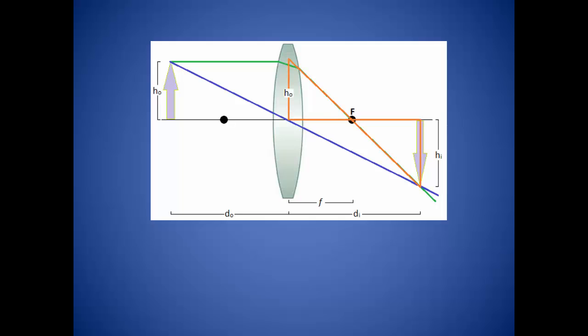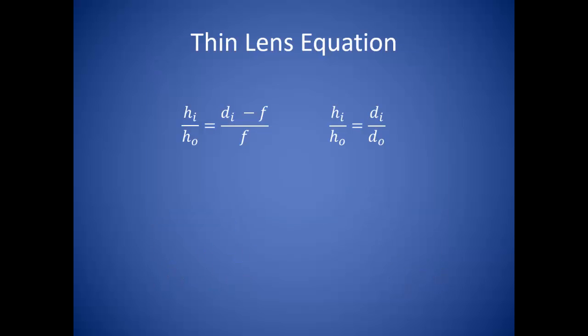Using these dimensions, we can draw two right triangles that are similar because of the two touching angles. So the ratio of the image height to the object height is equal to the ratio of the difference between the image distance and the focal length to the focal length. We can take those two equations and combine them so that the ratio of the image distance to the object distance is equal to the ratio of the difference between the image distance and the focal length to the focal length.